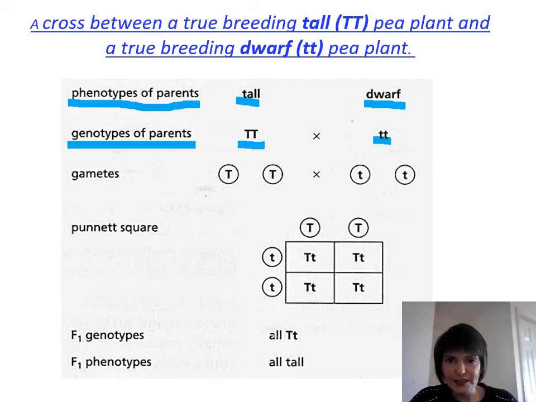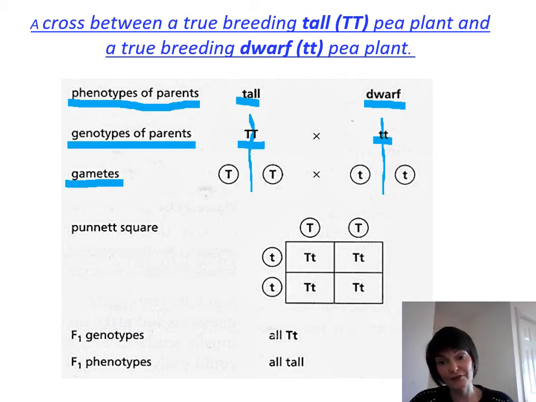Also, we have got your dwarf plant, which is big T, small t. We then have a look at our gametes. So basically what we need to do is split that in two, and we're going to split this in two too. Half of our gametes are going to have big T, the other half are going to have big T.